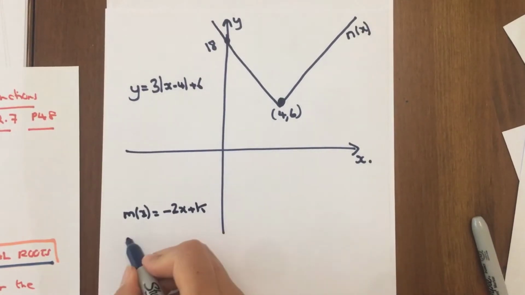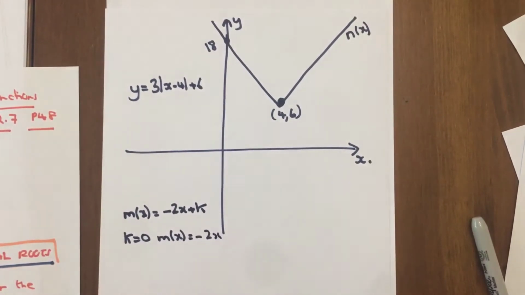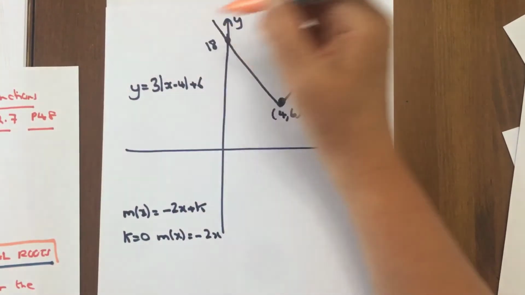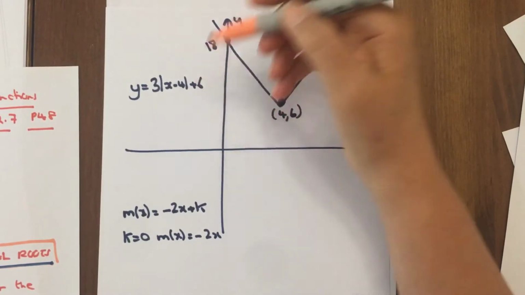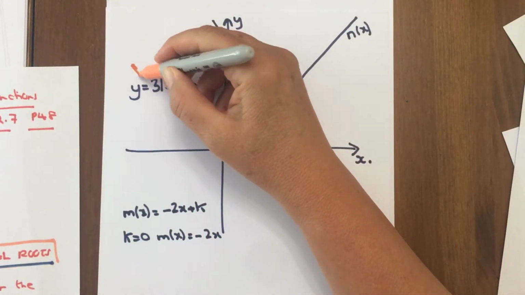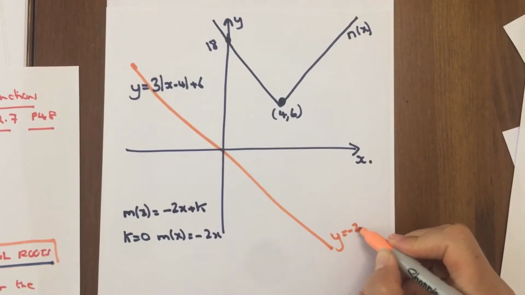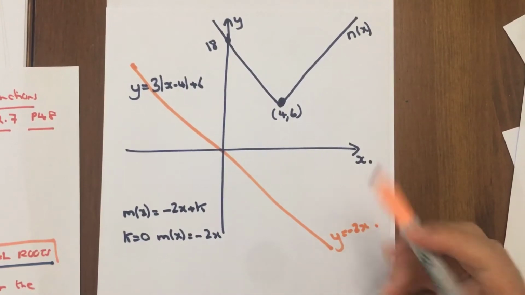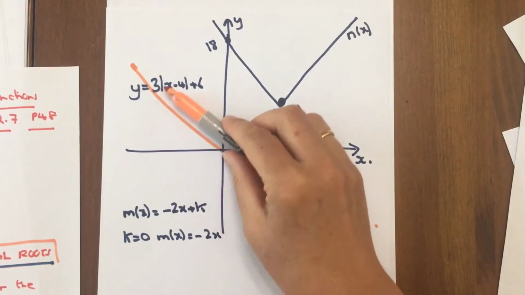Well, let's imagine if k was 0, m of x will equal minus 2x. So that's a line graph with a negative gradient going through the origin. So it will be like this. This will have gradient 3 and this will have gradient 2, so it won't be as steep. Okay, so this is y equals minus 2x. Now we're adding k to this to get our m of x. So if we add k, that means this orange graph is going to move up. It'll be parallel and it's going to move up.